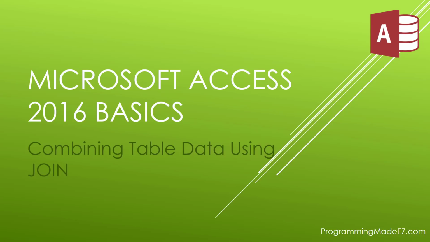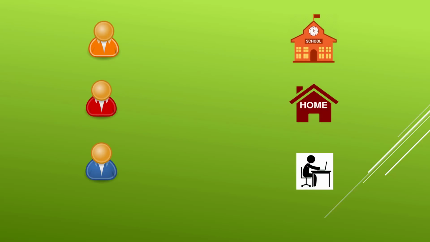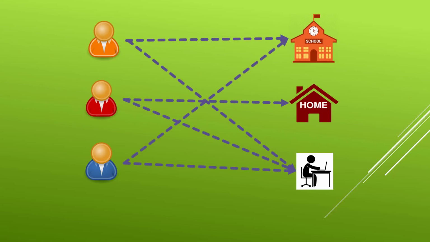My name is Steve Bishop, and in this video we're going to be talking about combining table data using a join. So we have several tables and we've got data in our tables, but there's certain ways that those different pieces of information, those records in those tables, are related to one another. So we might have three separate people and three separate addresses, but there's kind of this inner mix of what are the different relationships between the people and the addresses.